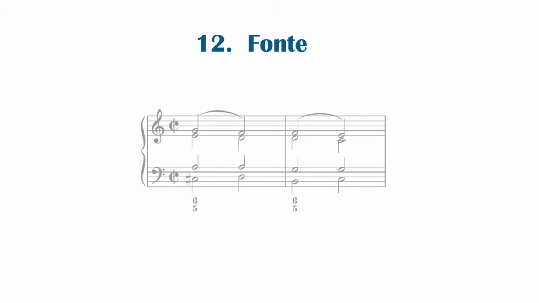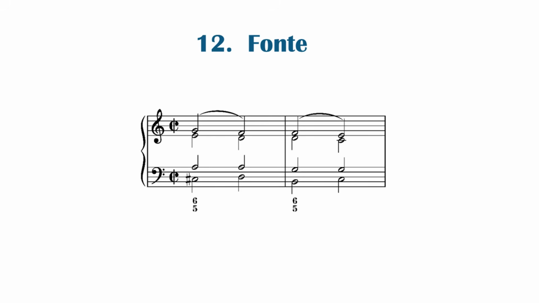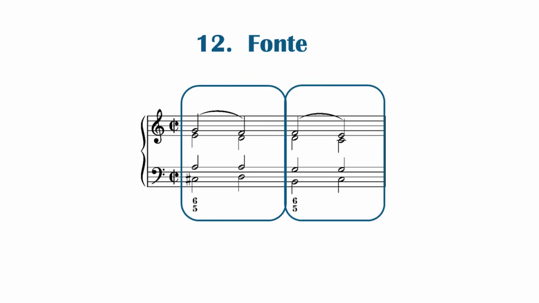Number 12. The fonte schema. The fonte schema was one of the most recurrent patterns used at the beginning of the second part in minuets and other binary forms. At first glance, it may look like a variant of the down 3 up 2 sequence, but there are a few important differences. First, the fonte schema consists of only two events, two main harmonies preceded by their corresponding dominants. The pattern ends there and doesn't progress further.